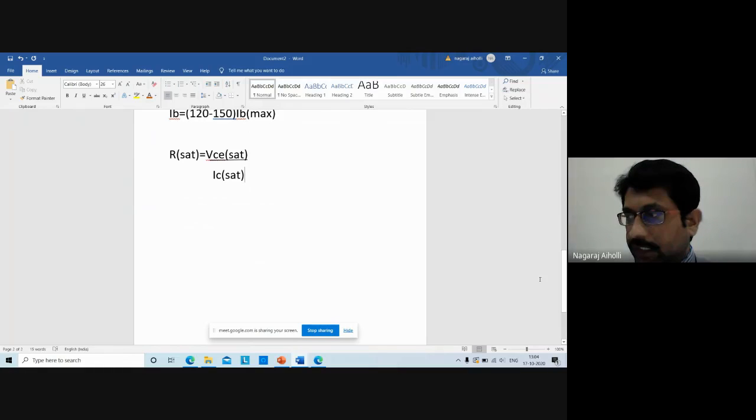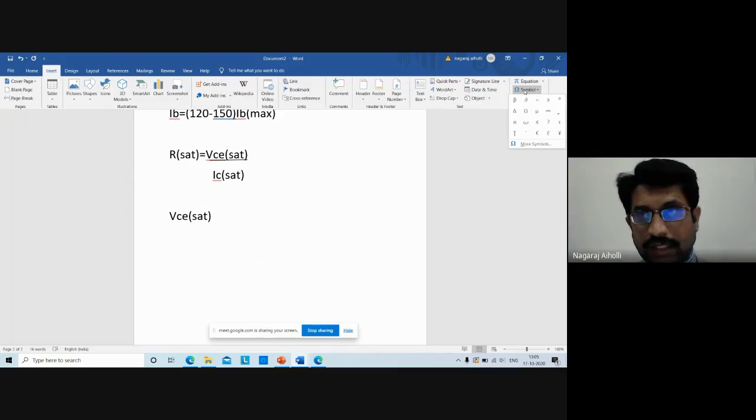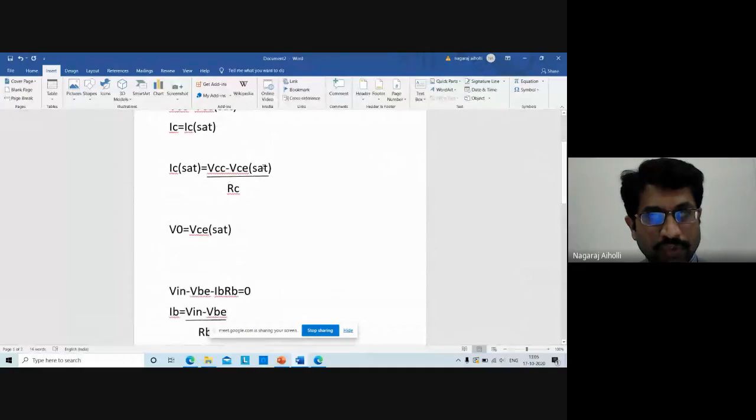Now, under the ideal condition, VCE saturation will be approximately equal to 0. If it is approximately equal to 0, then looking at the previous equation for IC, IC saturation is equal to VCC minus VCE saturation by RC. But VCE saturation is 0 volts for the ideal condition, which is a non-practical condition. Therefore, IC saturation will be simply VCC by RC.